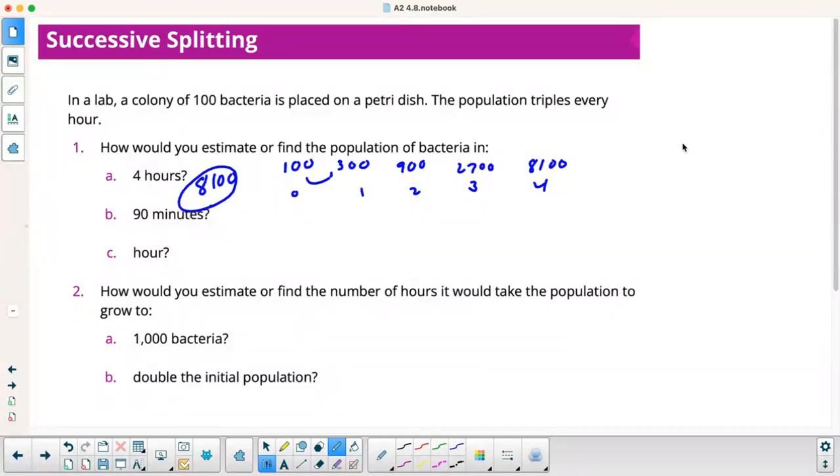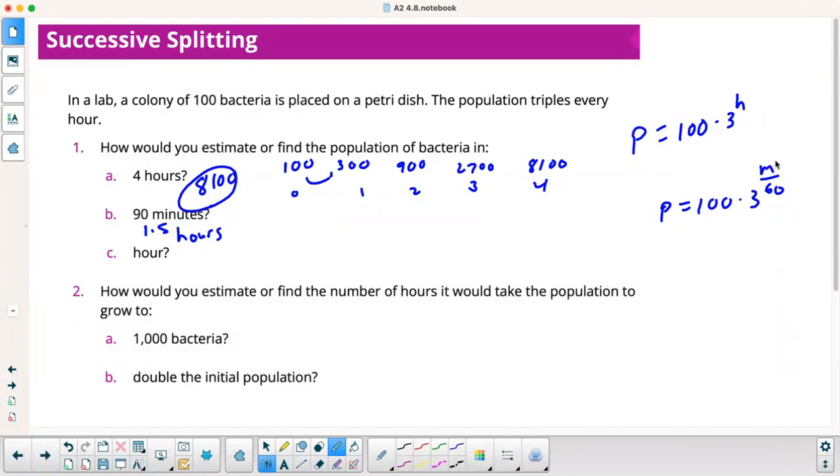It'd be better to come up with an equation and say population equals initial value, growth factor 3 to the h. Okay. Then you can plug in your hours there. Now, 90 minutes, you'd have to think how many hours is 90 minutes, and that would be 1.5 hours. Okay. If you wanted to change it to minutes, you could say population equals 100 times 3 to the minutes out of 60, because there's 60 minutes in an hour.